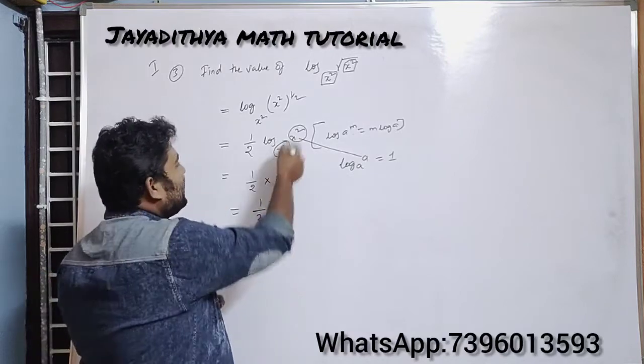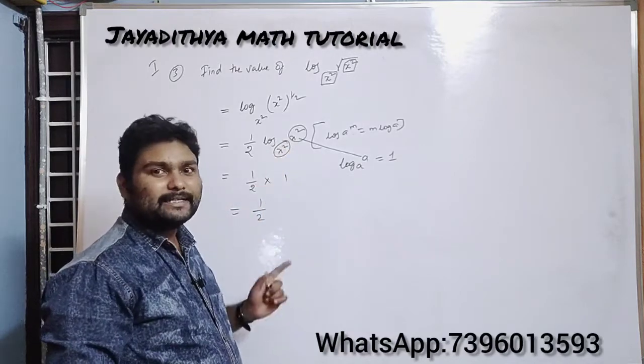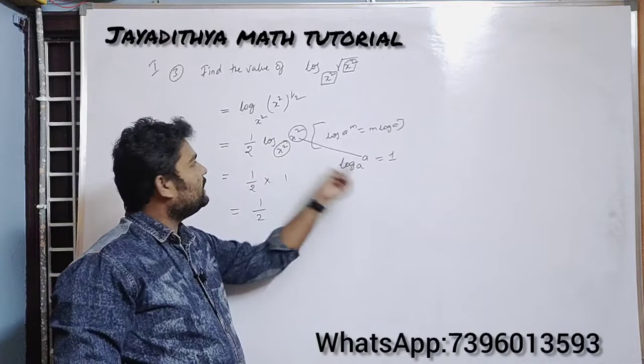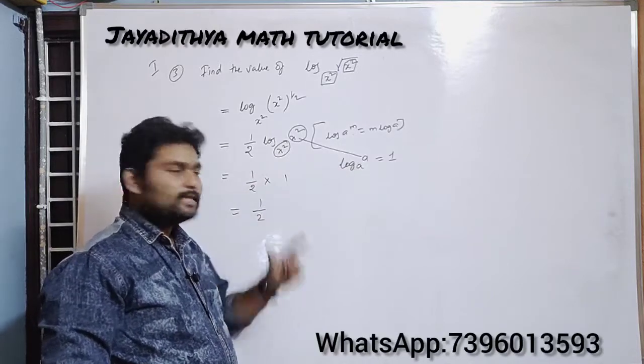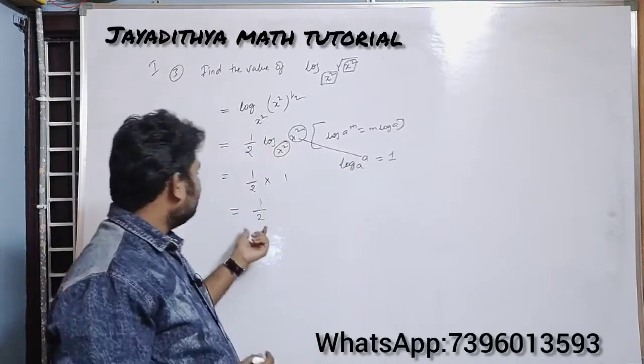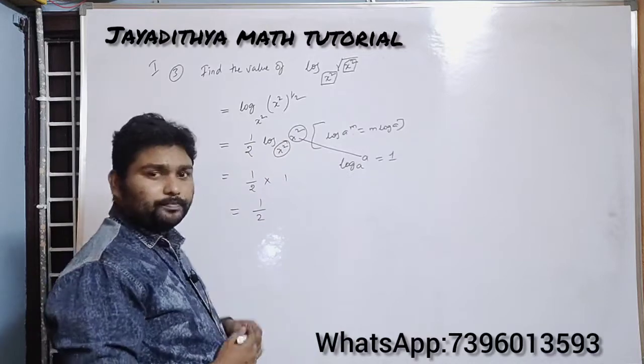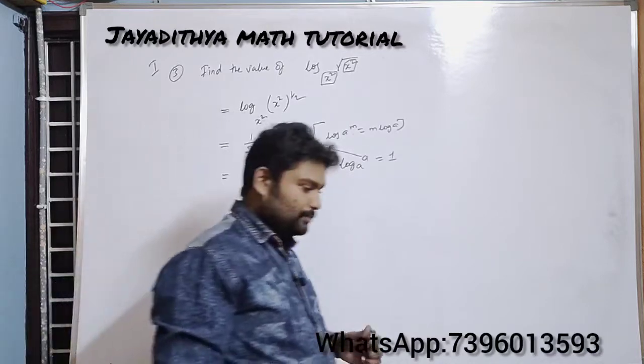Some students are cancelling x square and x square like this. You should not cancel. Just write the identity for why you are writing 1 here. Write the reason. That's enough. So this is the solution for the third problem, that is 1 by 2. Let us go for the next section and next problem.